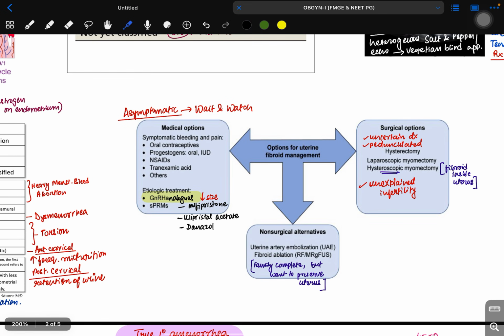Now this is the option for uterine fibroid management. So how will you manage the fibroids? If it is asymptomatic, we just have to wait and watch. We cannot do anything. We just have to wait and watch, and supervise it regularly.